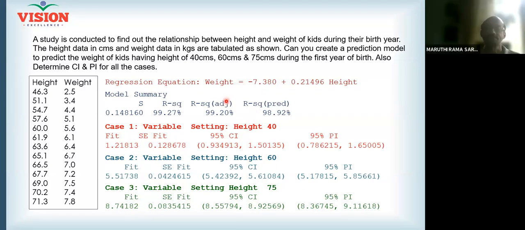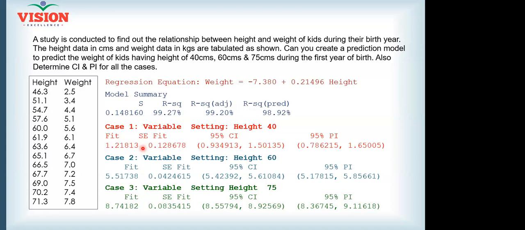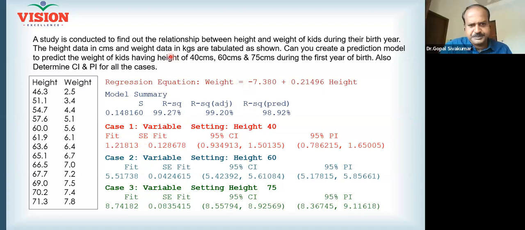Okay, right? When the height of the baby is 40 centimeter, the regression equation is telling the weight of the baby will be 1.21 kilogram. Does it mean the baby weight will be exactly 1.21 kilogram? No. With all hope, the doctor is believing that the weight of the baby will be 1.21 kilogram.